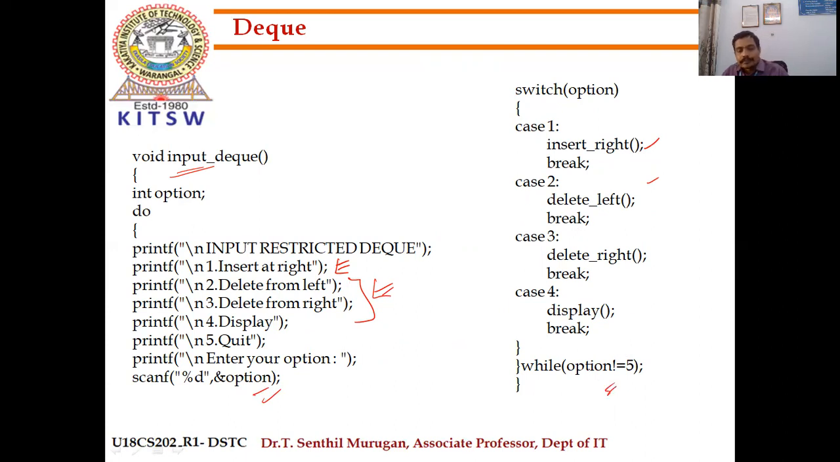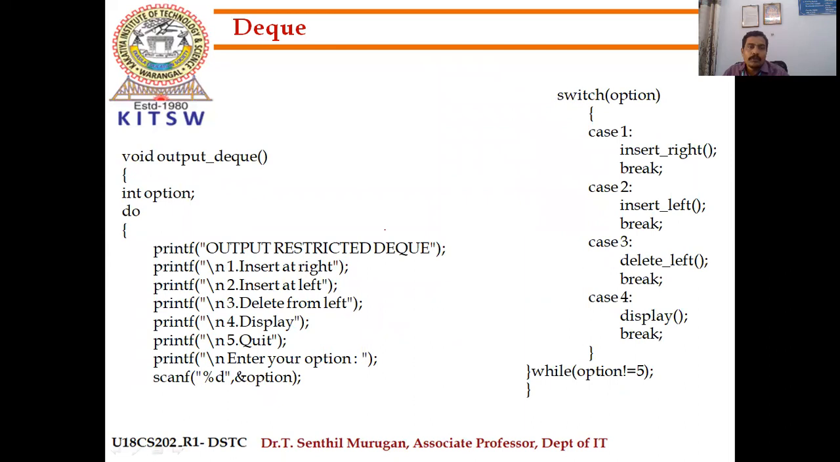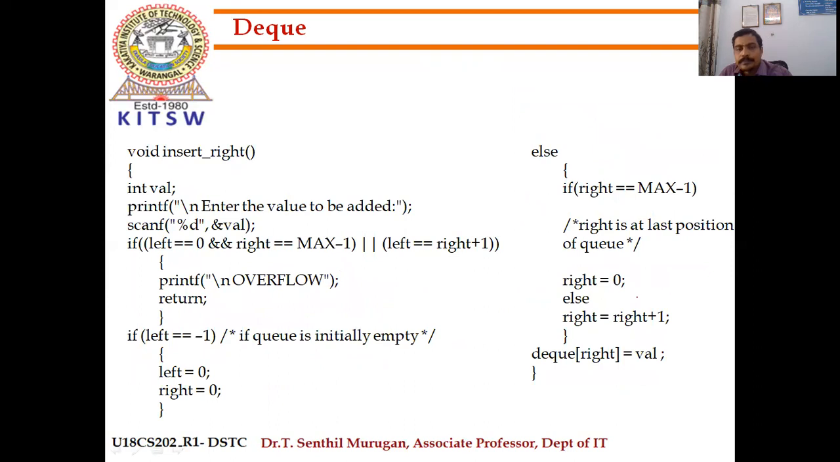In case you choose output Deque, it means you can insert at both sides, left side and right side, but you can delete from only the left side. So this is output restricted. After that, you have to give the options: insert right side, insert left side, and delete left side, not delete right side. Delete right side is not possible in an output restricted queue. Finally, the display operation.